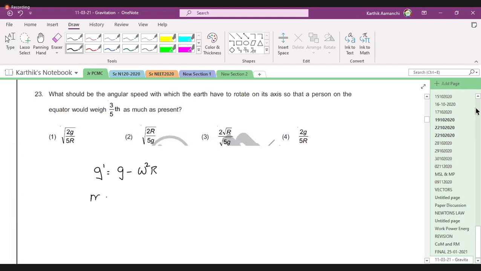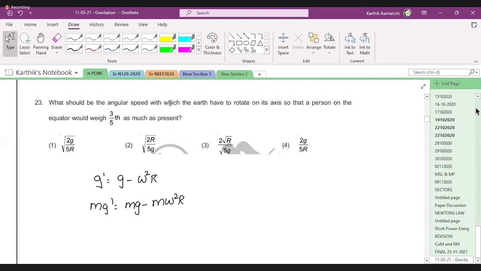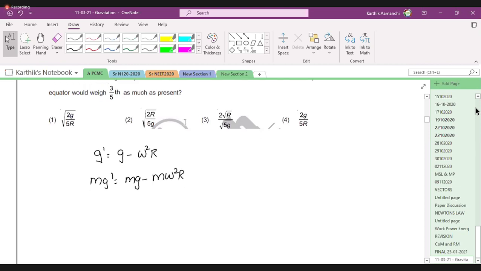So mg dash is equal to mg minus m omega square r. He said, what should be the angular speed with which the Earth has to rotate on itself so that a person on the equator would weigh 3/5 as much as at present? Right? So 3/5 means 2/5. So the answer will be under root 2g by 5R, no? Yes, sir.